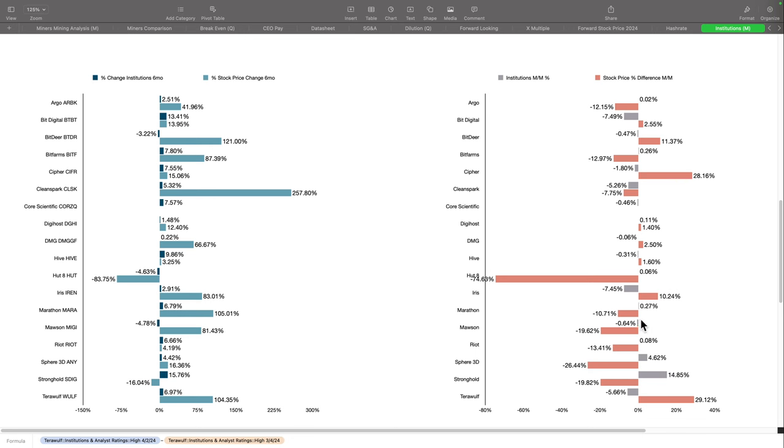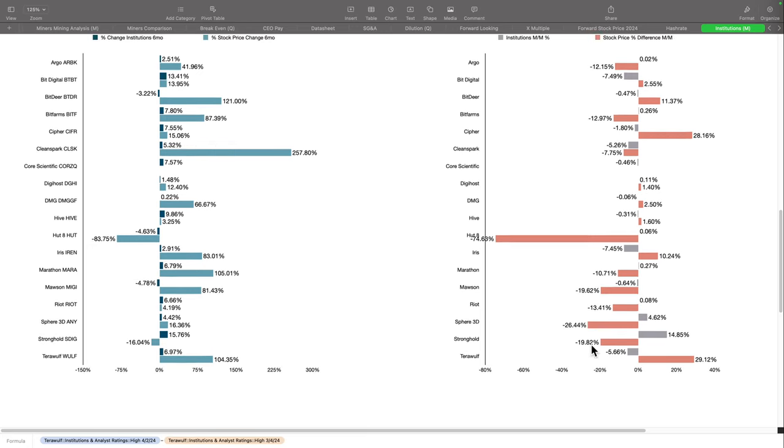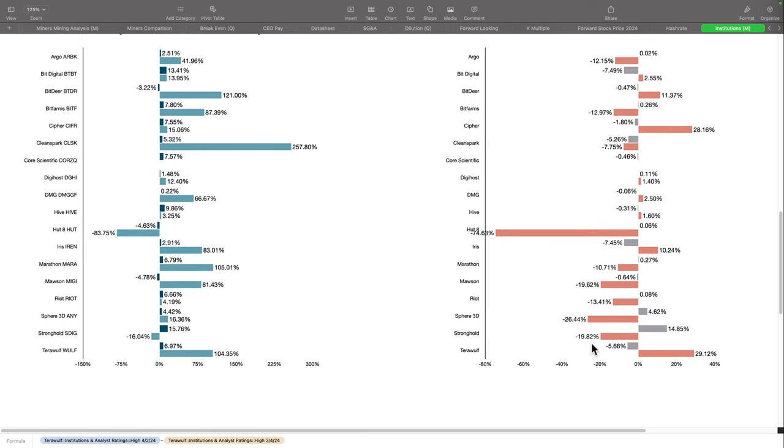Some of the big boys, Marathon, institutions were actually down just a little bit here, but share was down also 10.71%. Same thing for Bitfarms, CleanSpark down a little bit here. Riot actually was down in price, but we had more institutions buy into them. All right, so you can kind of see all that. And that is how things have shaped up.